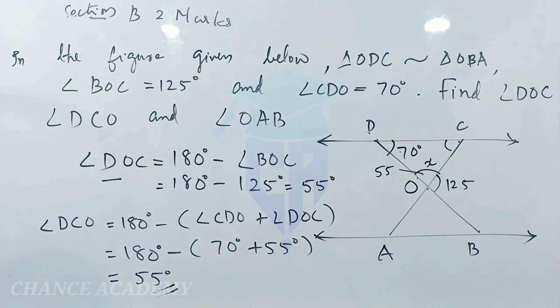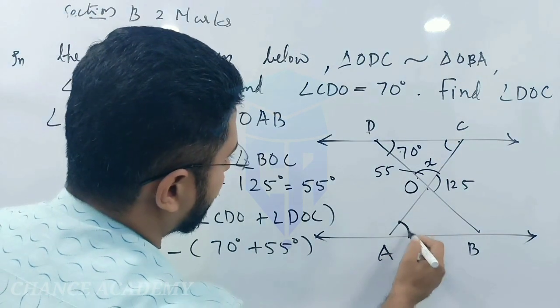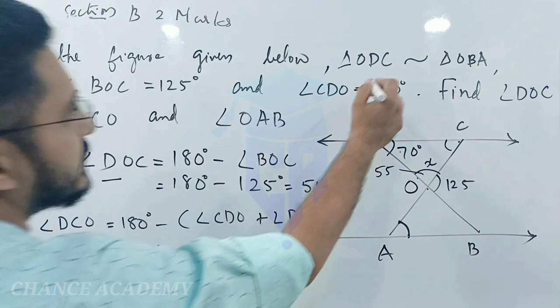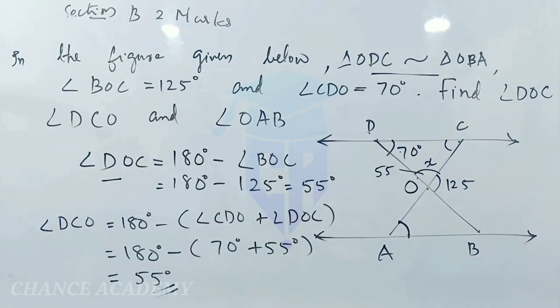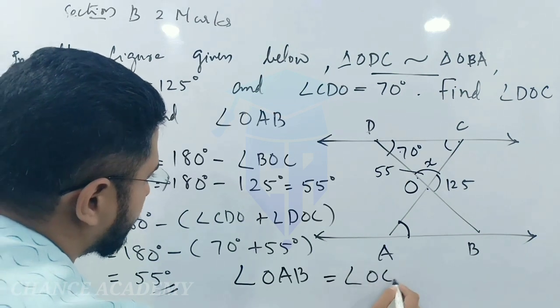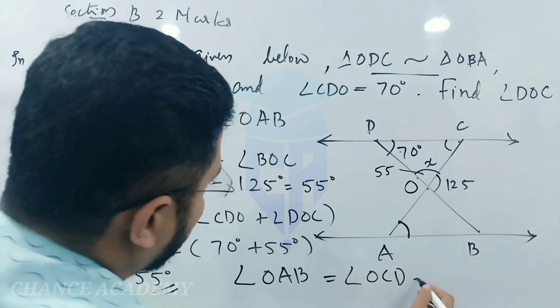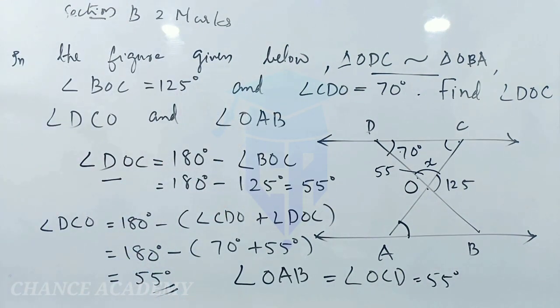And coming to angle OAB, this is the angle OAB. For finding that, we can consider the similarity of triangles ODC and OBA. Since ODC is similar to triangle OBA, we can say that angle OAB is equal to angle OCD. So OCD we already found, that's actually 55 degrees. So we got all the angles connected to this question.